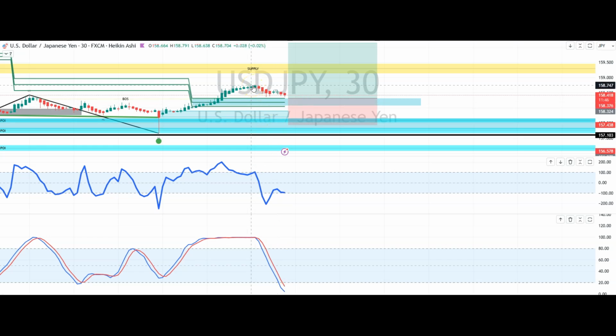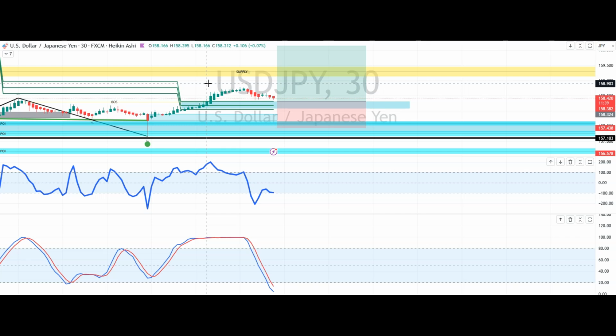Now I'm not bothered. I have a wider stop. I risk 2% to make 4%. That's it, and I let it go. Much more relaxing way to trade.